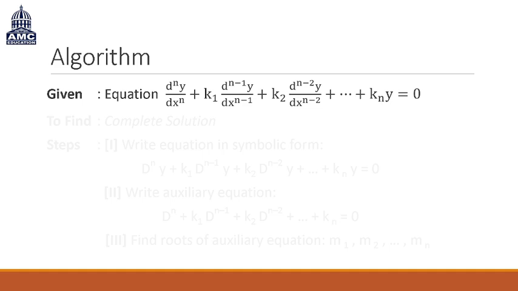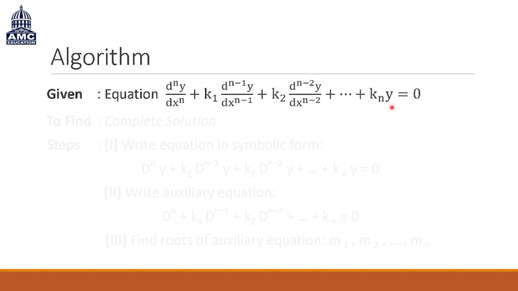So what is given to us? Given to us is a linear differential equation in which we have got the nth order derivative plus k1. K1 is a constant here because we are dealing with a constant coefficient linear differential equation. So we have got k1 times the (n minus 1)th derivative of y, plus k2 times the (n minus 2)th order of differentiation of y with respect to x. And finally, the last term is kn, which is again a constant, multiplied by y.